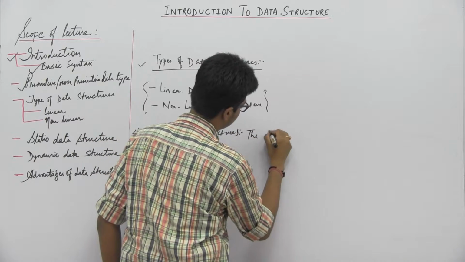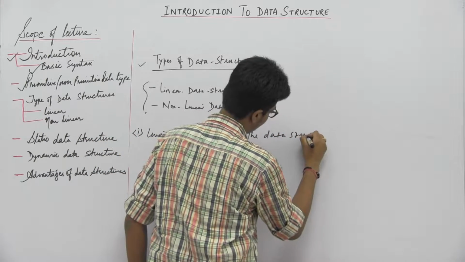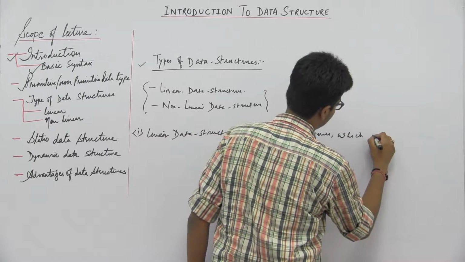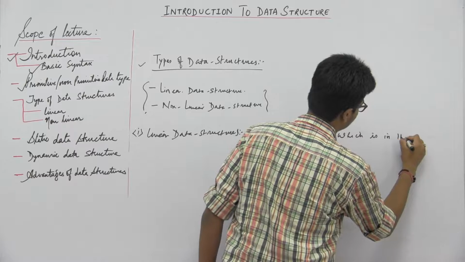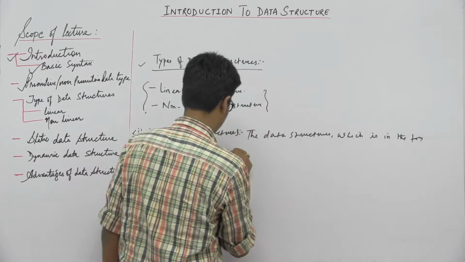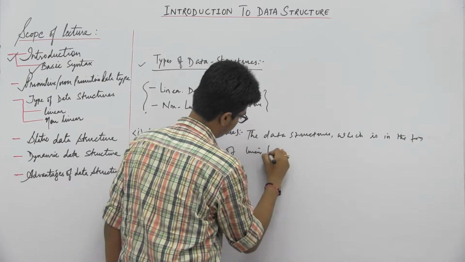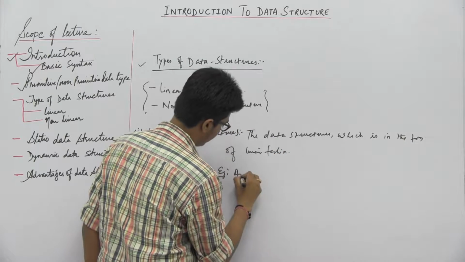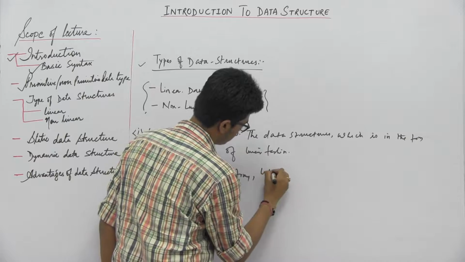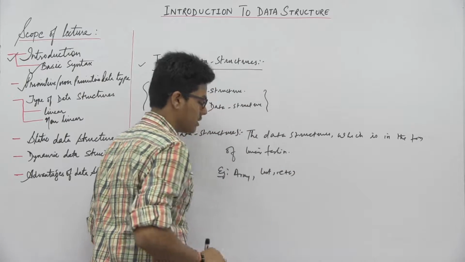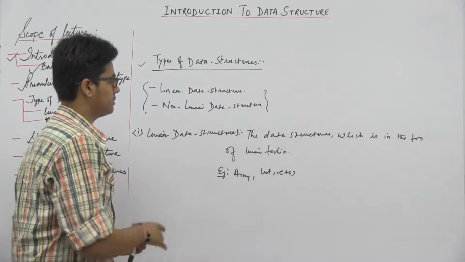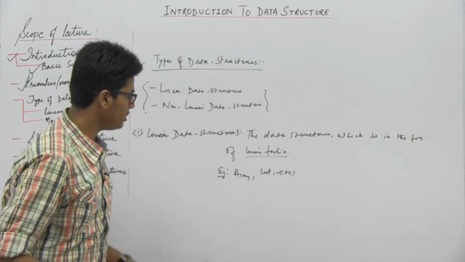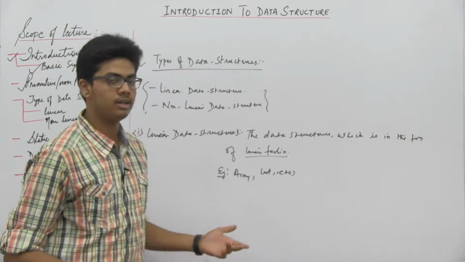The data structure which is in the form of linear fashion, means continuous. Examples are array, list, etc.